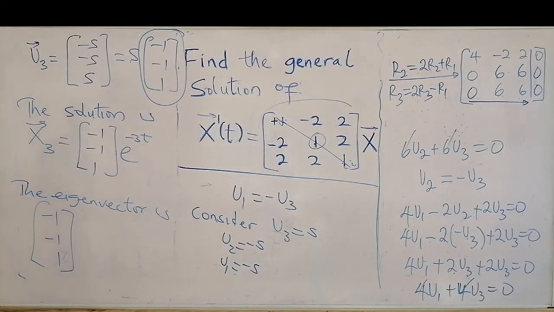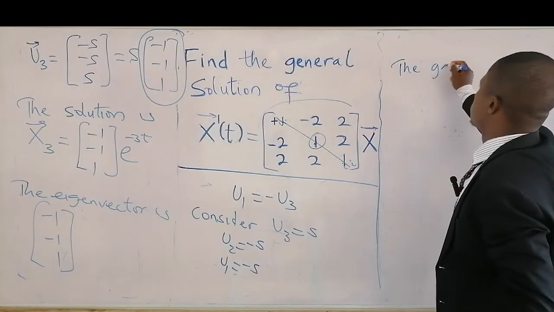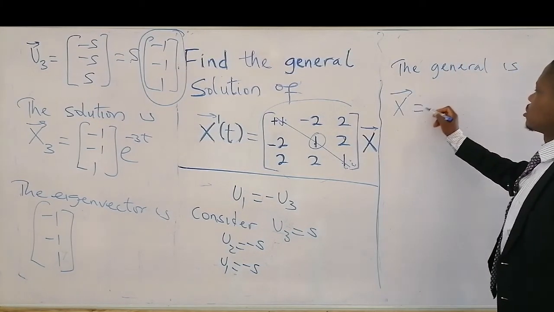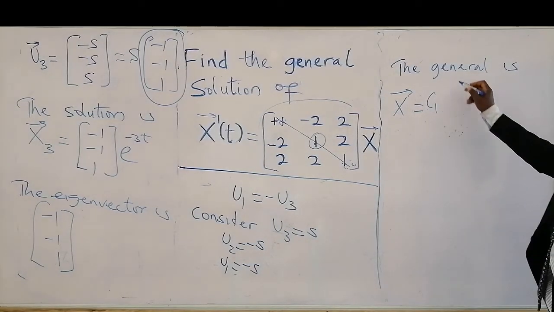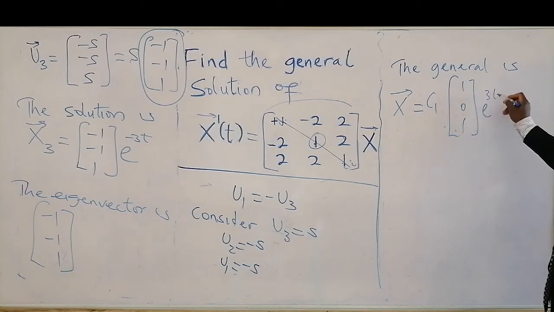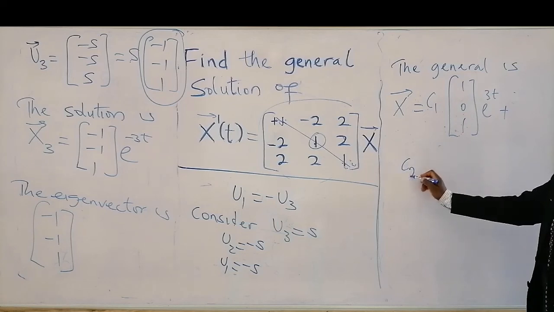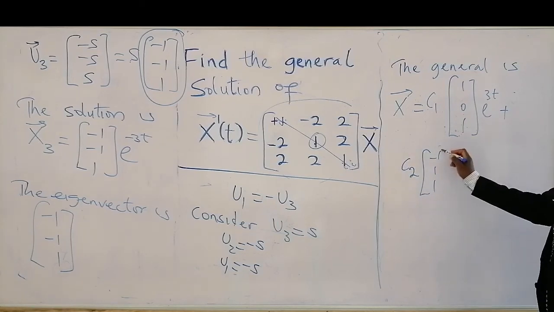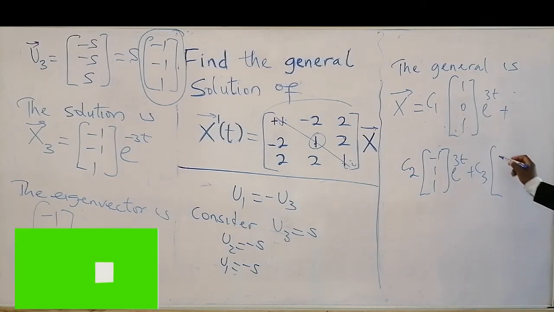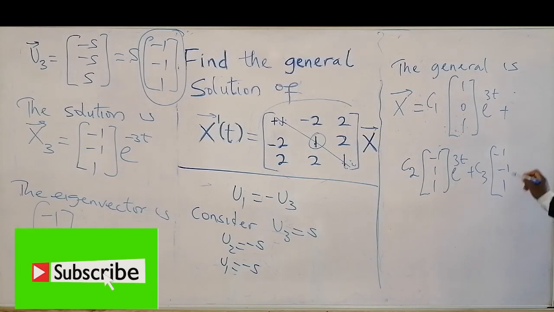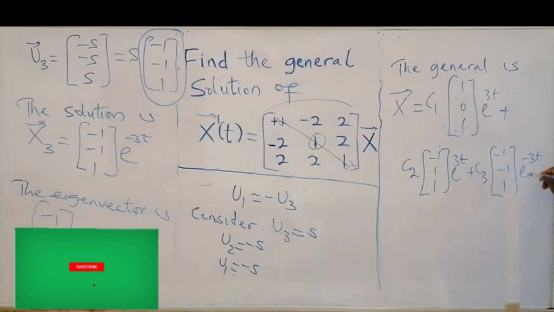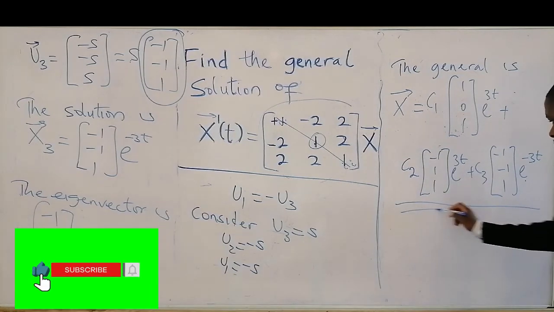So the last thing to do now is to get the general solution. The general solution is equal to C1, the eigenvector, which you have 1, 0, 1, this one, then plus C2, minus 1, 1, 0, then plus C3, minus 1, minus 1, 1, times the exponential for this system.